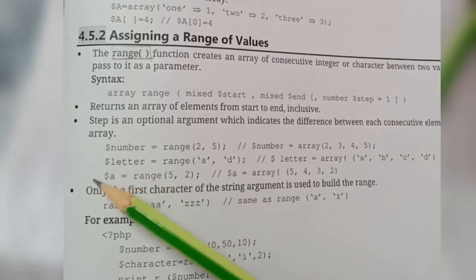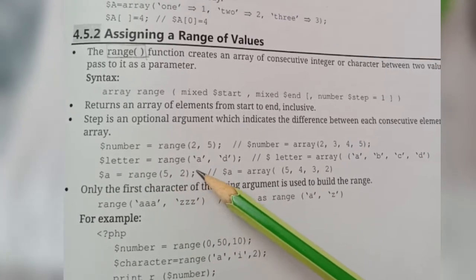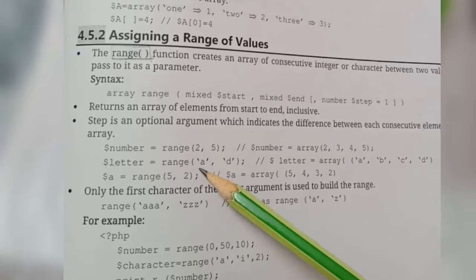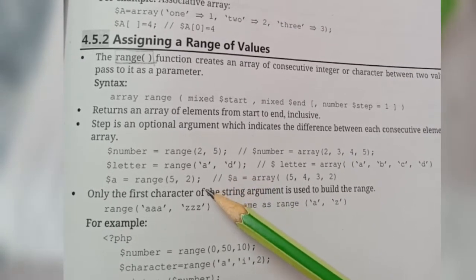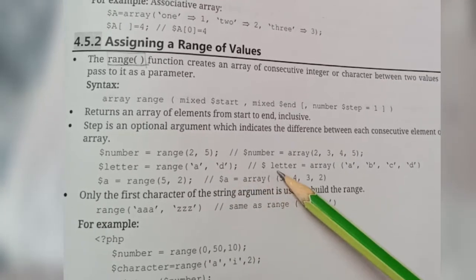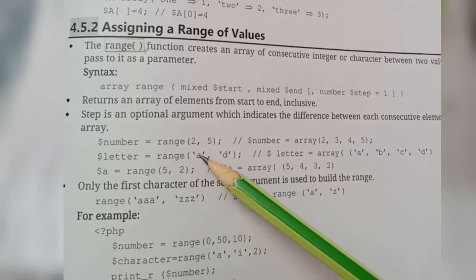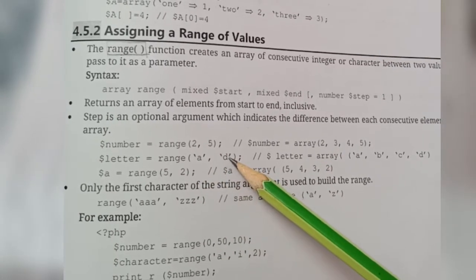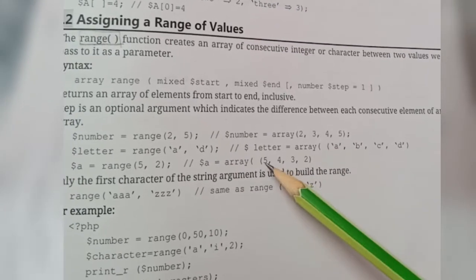Let's see the second example. The $letter variable equals the range function. The first argument is A, the second argument is D. In this example also, two parameters are there. $letter will give output which will start from A and end on D: A, B, C, D as such.